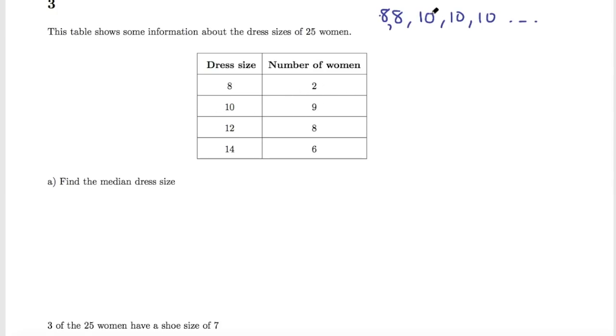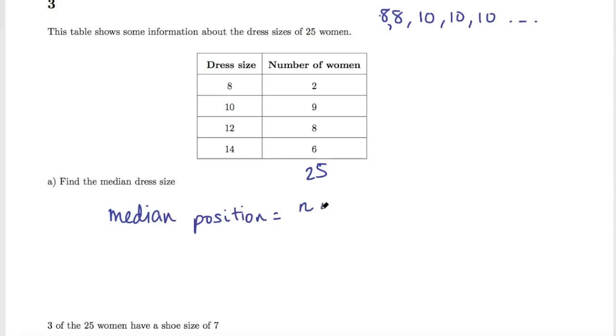So when we're asking for the middle number, maybe it's easier to think of these numbers in a list, and we want the middle one. So if we count all of these up first, well, if we add all of these up, 2 plus 9 plus 8 plus 6, that'll be 25 women that were surveyed, and we want the middle value. So remember to find the median position or the median value. I usually say median position, but you might call that something else.